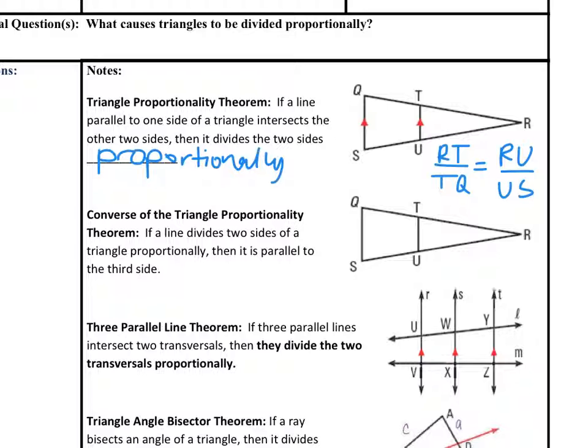Converse of that, flip it around. If you can prove that the side lengths are proportional, then you know that you have parallel lines. So for example, say we have 7 and 3.5, and let's say 5 and 2.5.